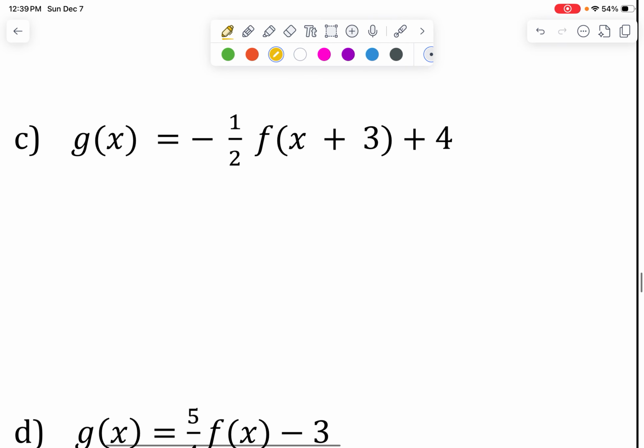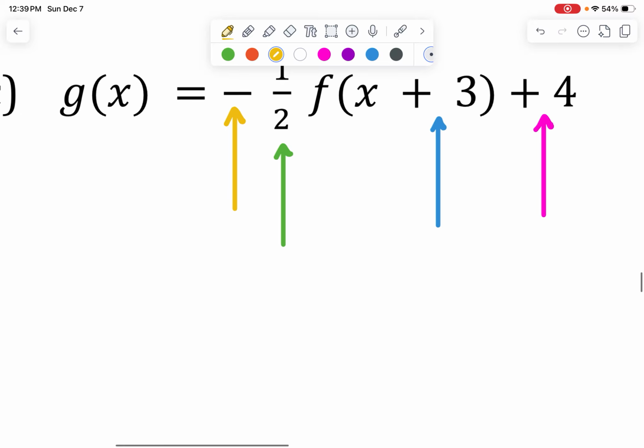All right, letter C is the one that has the most. Again, we just chatted about this. You've got the negative in the front, which means something. We've got the 1/2, that means something. We've got the +3 inside the parentheses, and then we have the +4 on the end.